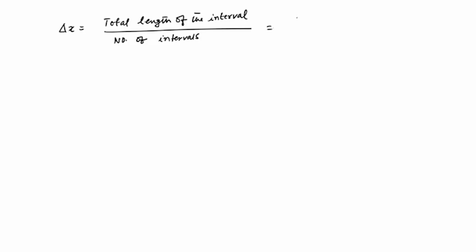And this is nothing but equal to n minus 1, because the length of the interval, the last term is n and the first term is 1. So, that is (n minus 1) by m. Okay. And it is well understood that n and m both are very large numbers.